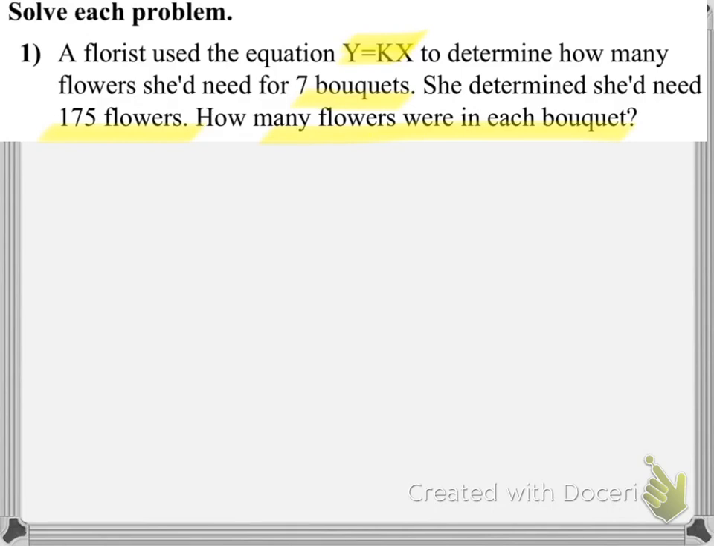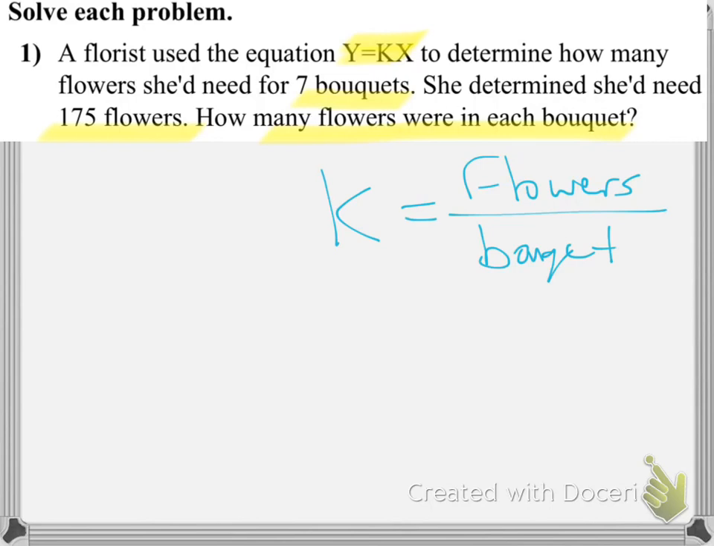So how many flowers are in each bouquet looks a lot like a unit rate, which could be represented as flowers per bouquet. And we should know that our unit rate is the same as our k value, or constant of proportionality. So our k is equal to flowers per bouquet. And if we know our equation for constant of proportionality, we know that k is equal to y over x.